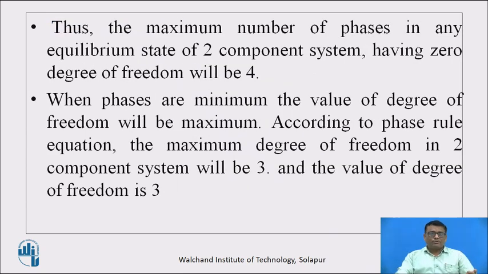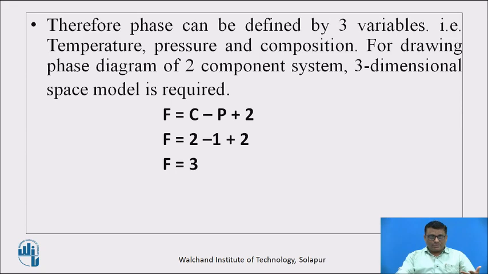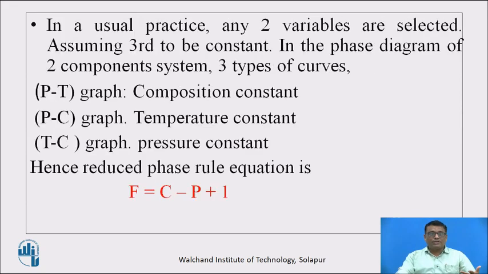Then we'll see the second possibility. When the phases are minimum, the value of degree of freedom will be maximum. According to phase rule equation, the maximum degree of freedom in two component system will be 3, and hence by putting the value of degree of freedom 3 in the phase rule equation, we are getting the value of P is equal to 1, and therefore the reduced phase rule equation is obtained for a particular two component system. Why? Because in usual practice, any two variables are selected, assuming the third to be constant.